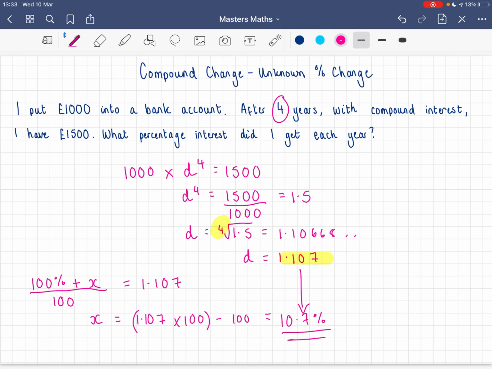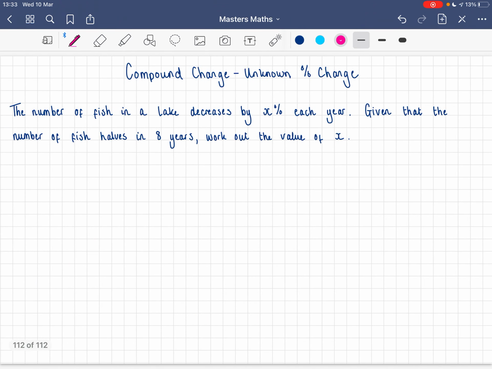Some of you will be able to just look at 1.107 and do that in your head, and that's absolutely fine. But if you can't, remember how you get the decimal. So think of the process you do to get the decimal multiplier and reverse that, okay?